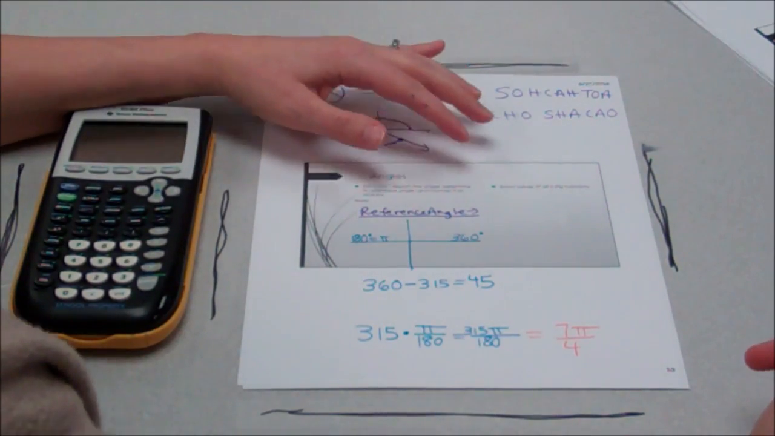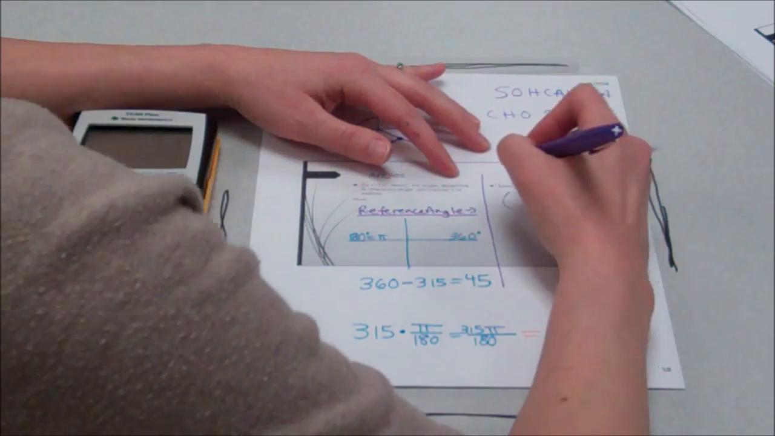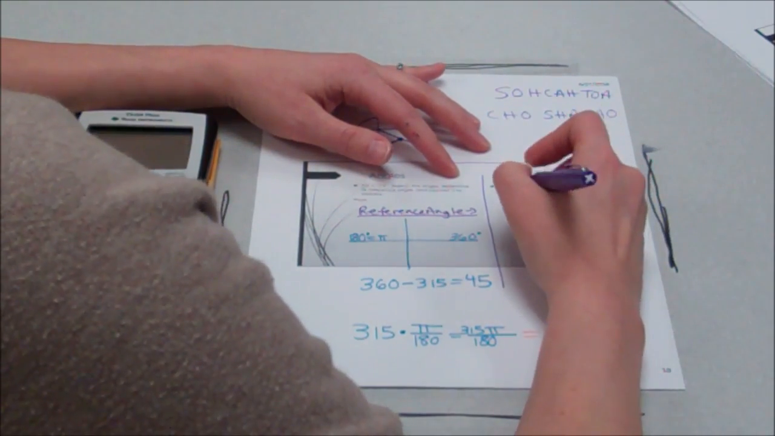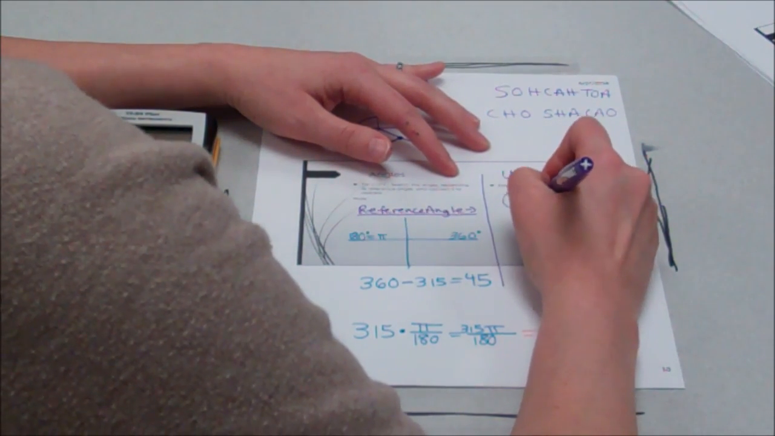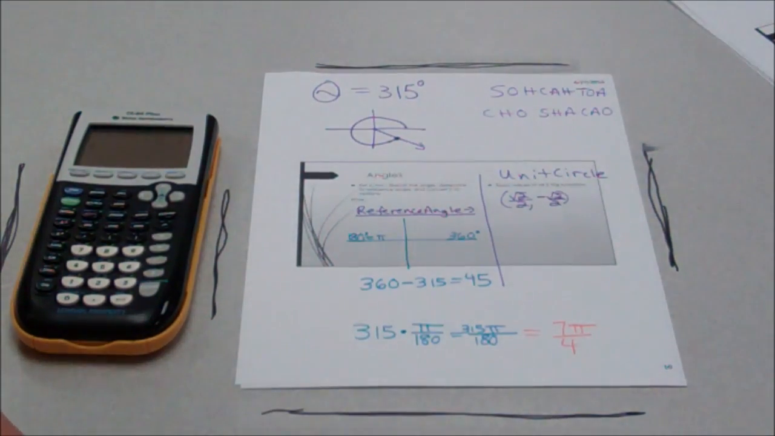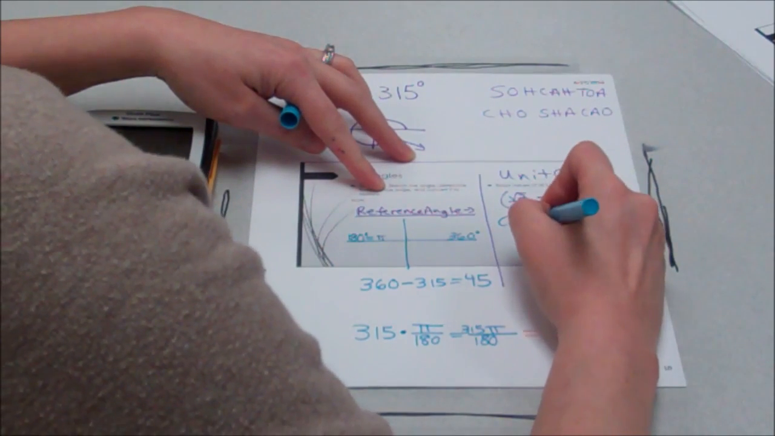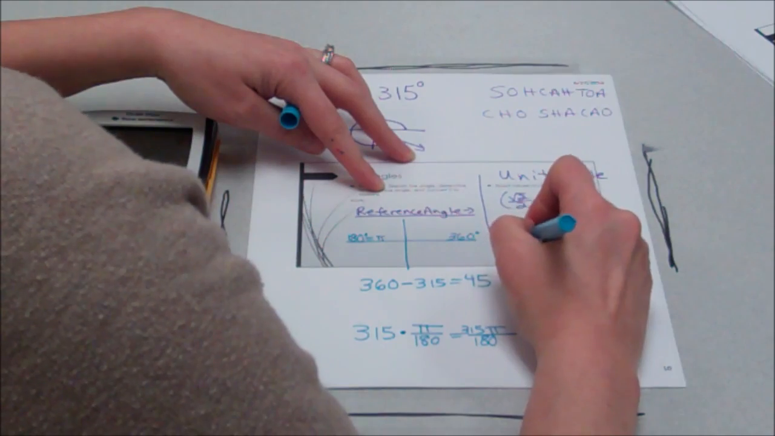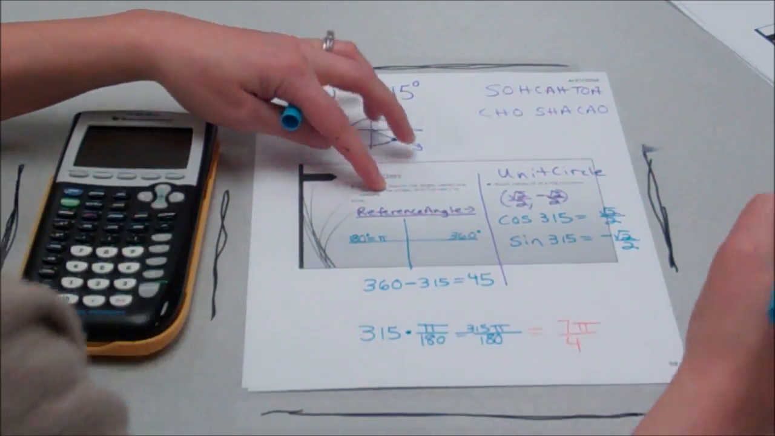And so what you're going to do is get the coordinate from your circle. So I went to the unit circle, and the coordinate is actually square root of 2 over 2, comma, negative square root of 2 over 2. Remember that the unit circle stores sine and cosine for you. Cosine is the x value, so the cosine of 315 is square root of 2 over 2, and sine is the y value, so it's going to be negative square root of 2 over 2.